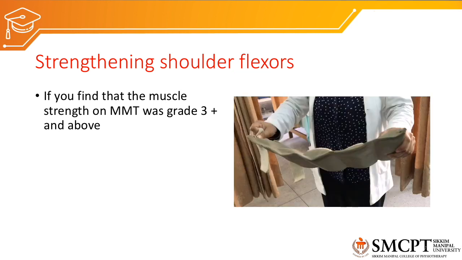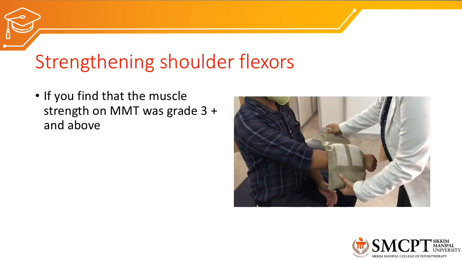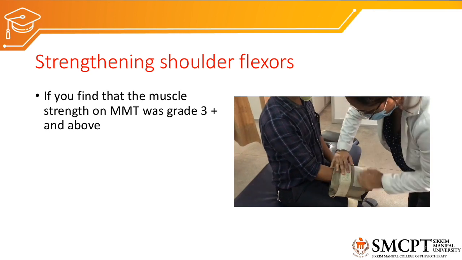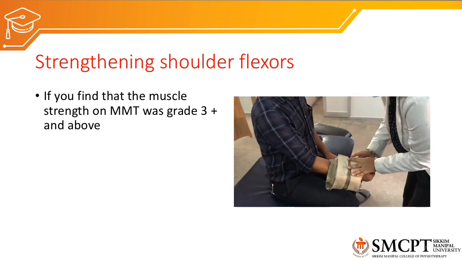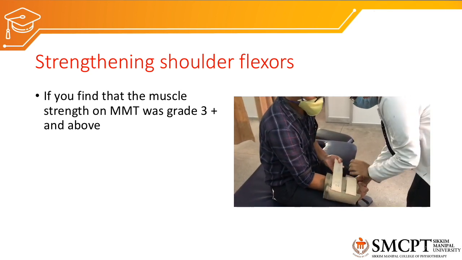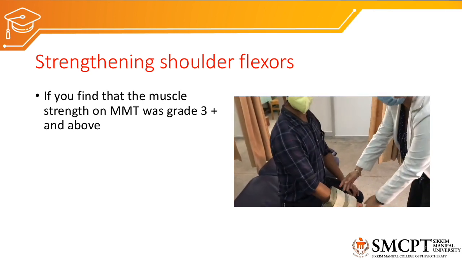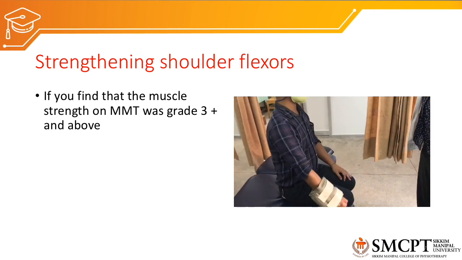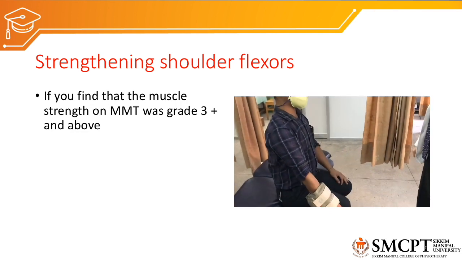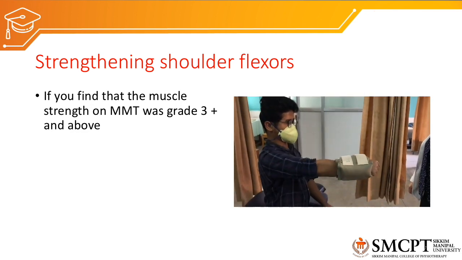Next, again for grade 3 plus muscle, how can we use a weight cuff for strengthening the muscle? We can strap the weight around the distal part of the upper limb. This weight is used only when the patient is not able to grip the weights because of weakness of the intrinsic muscles of the hand or the grip strength of the hand. And then we can ask the patient to perform flexion of the shoulder 10 times against this resistance.